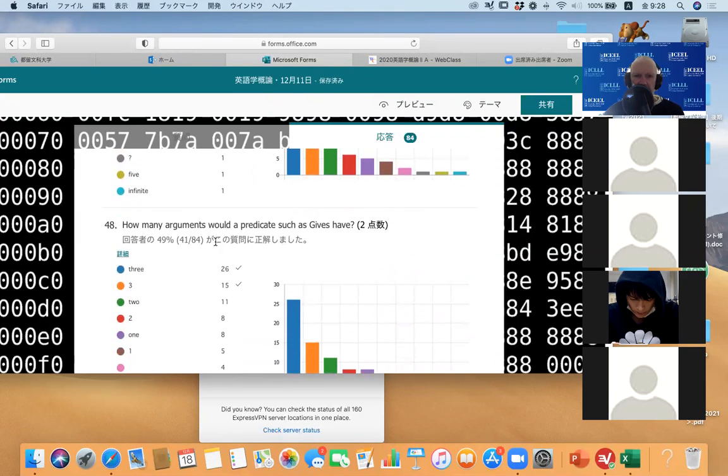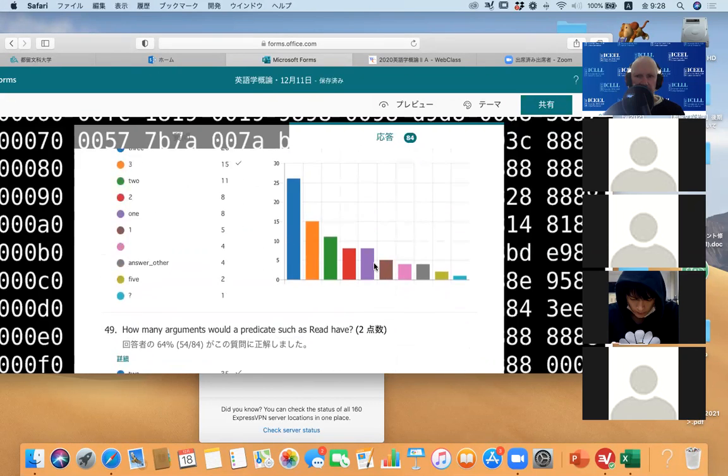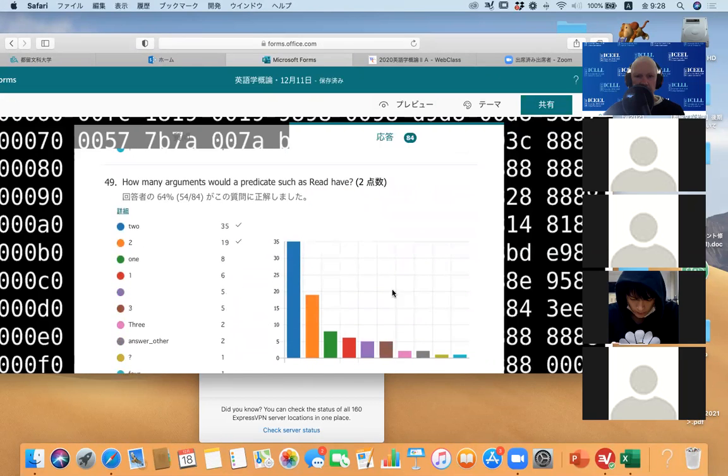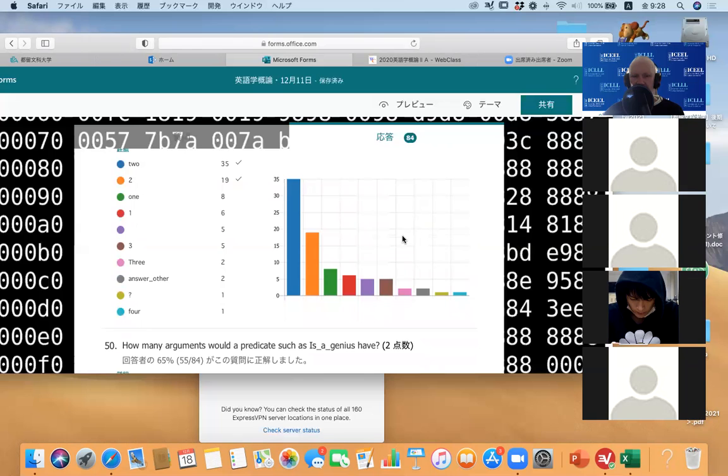How many arguments would a predicate such as gives have? 3, nice. I give you a book. It's 3, right? How many arguments would a predicate such as read have? It's going to be 2. Yeah, probably. Yeah, I understand what you mean with 1. That makes sense because the way we use language sometimes is like we only use 1 argument, but usually if you think of the verb read, somebody reads and something is being read.